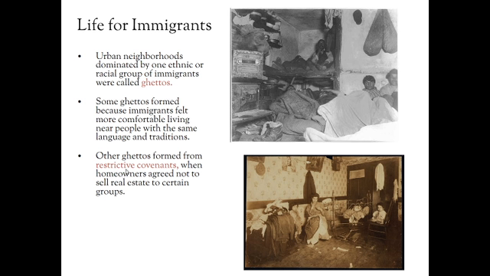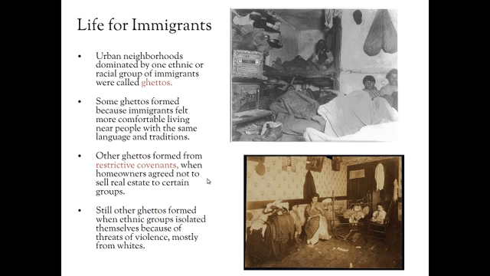There were things like restrictive covenants, which prevented people from selling to, let's say, immigrants or Black people. And so there were these racial discriminations where certain neighborhoods people weren't allowed to move into. Okay? All right, let's look at some pictures.